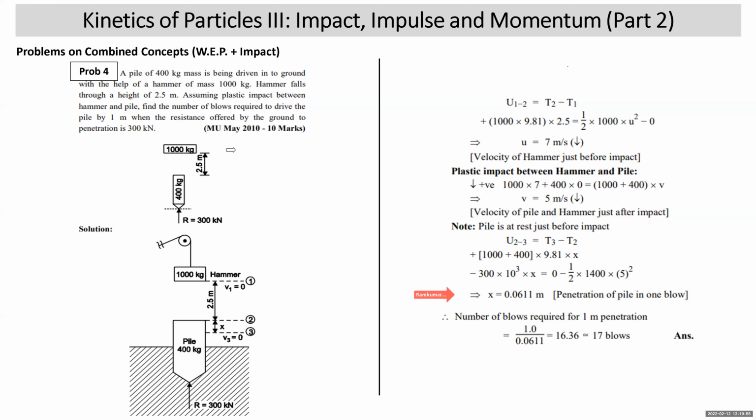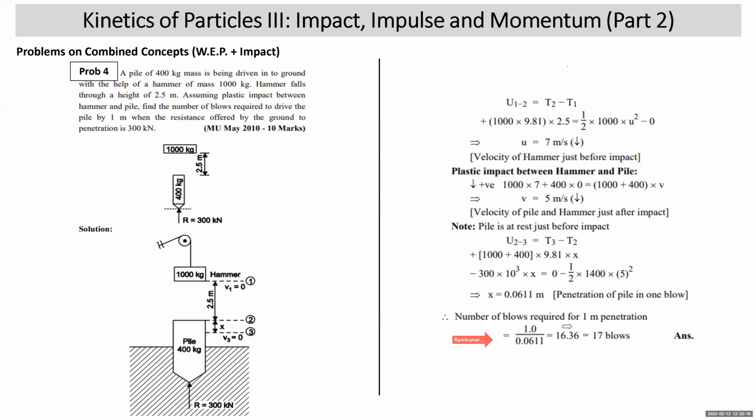He is asking you to find the number of blows required for 1 meter penetration. See, in one blow, penetration is 0.0611. So the number of blows required for 1 meter penetration will be 1 meter divided by 0.0611. So it is 16.36 blows, but we cannot leave it as it is. You cannot round it on the lower side. You have to round it on the higher side.